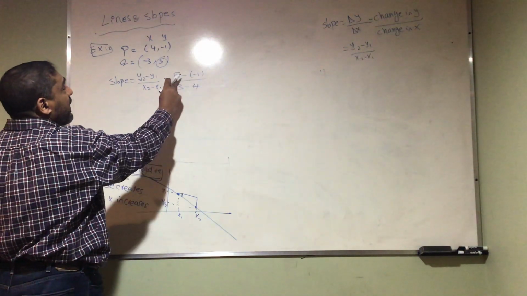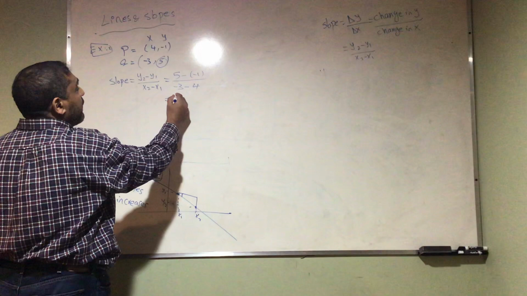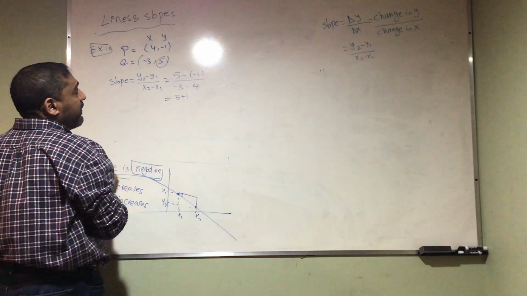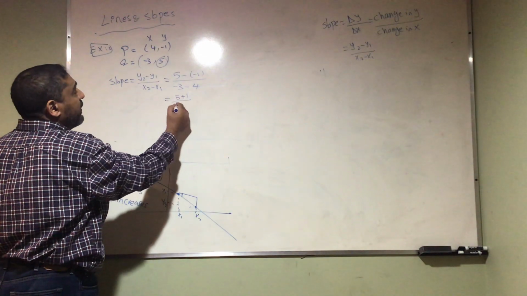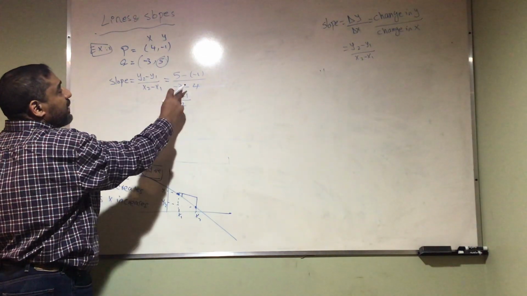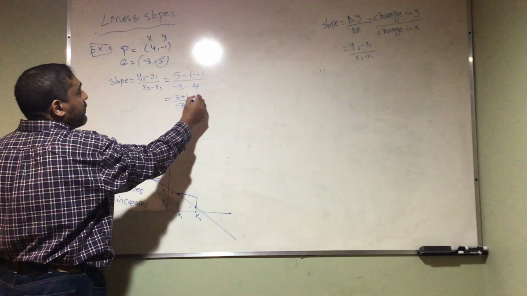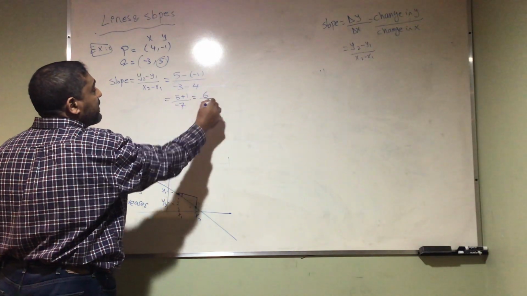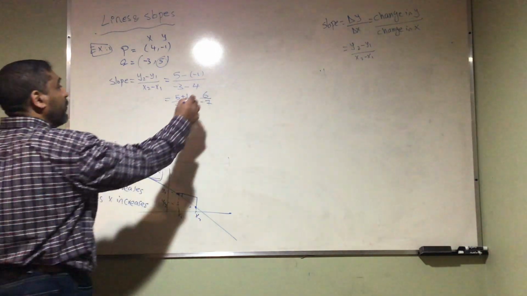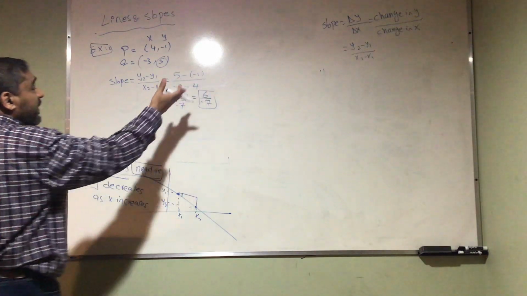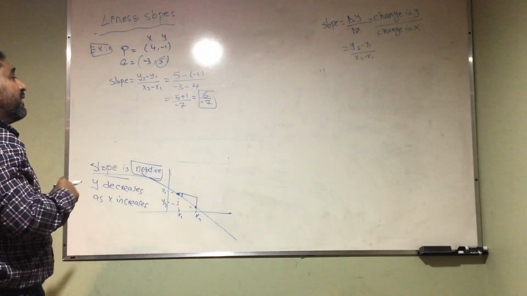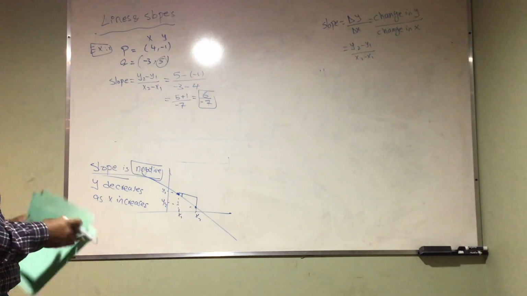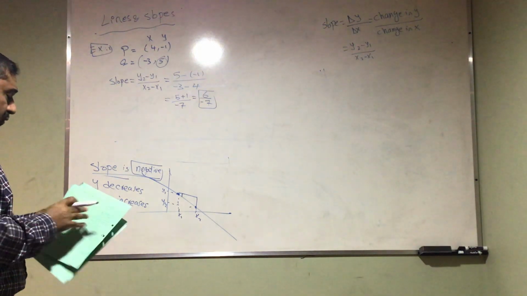If I simplify this, 5, negative times negative, you get 5 plus 1, which is negative times negative, you get plus 1, over here minus 7. Minus 3 minus 4, you get minus 7. So what did you get? You get 6 over minus 7 here. So that is when you have negative slope. Negative slope indicates your y is decreasing as your x is increasing. You follow, guys? So that is what you have here for this one.